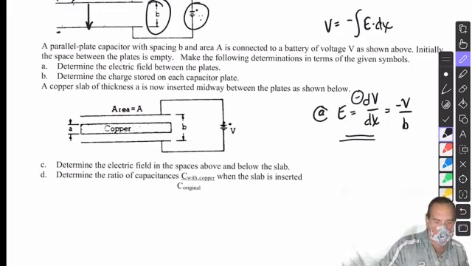Like I said, it just said determine the electric field between the plates, which we know to be a constant. It would probably be better to say that the electric field is, based on the picture, downwards rather than negative V over B.